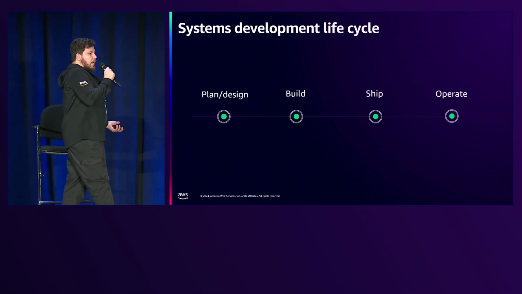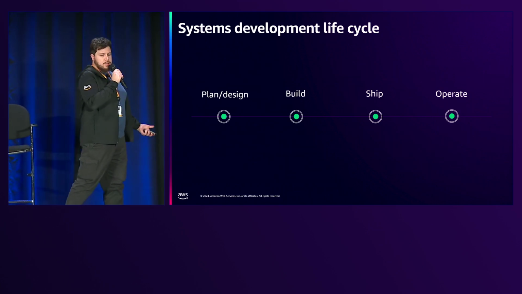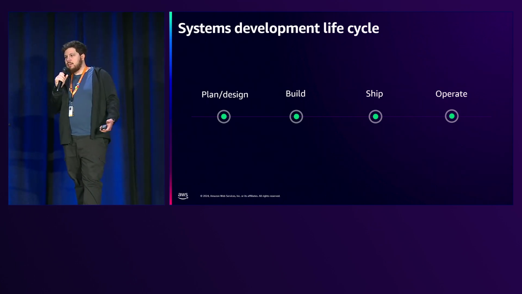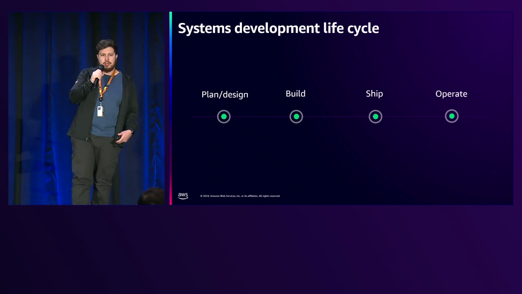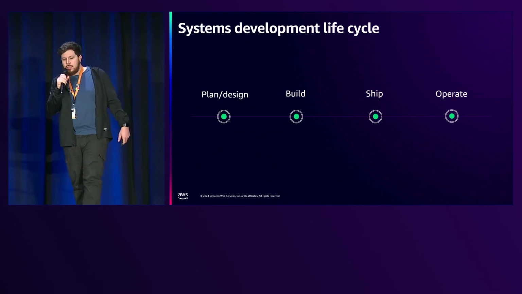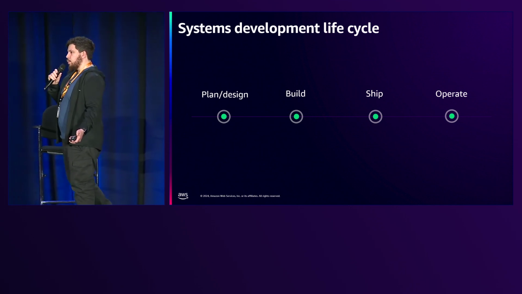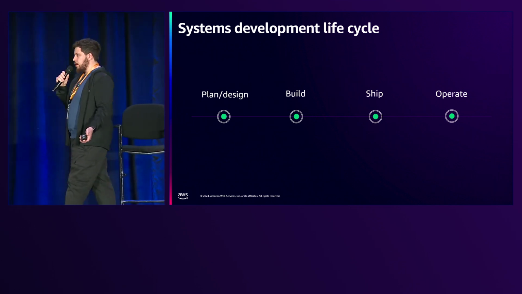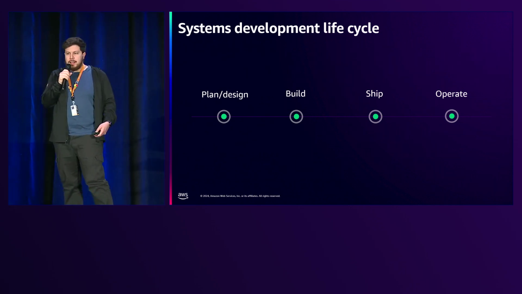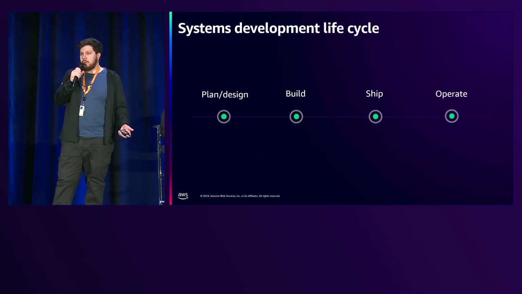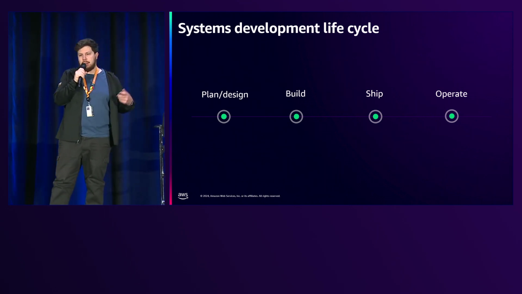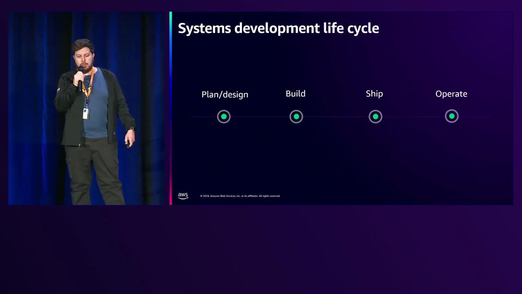The software development lifecycle in most workloads looks something like this. You start with a phase in which you plan and design your use case and your workload. Then comes the building phase. This is the part that we all like the most. It's where we build and architect our solution. And then you publish your workload in production, and then the operational moment starts.